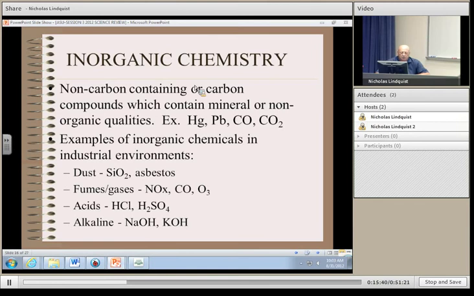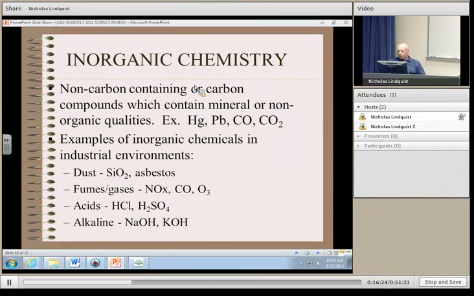From an industrial hygiene standpoint, some of the common inorganic hazards that we encounter in industry are in the form of dust, such as silica, SiO2, asbestos, other mineral dusts. We can have gases and fumes such as nitrous oxides, carbon monoxide, ozone. We can have acids, such as hydrochloric acid, sulfuric acid, and alkaline materials, sometimes referred to as bases. Examples would be sodium hydroxide and potassium hydroxide.